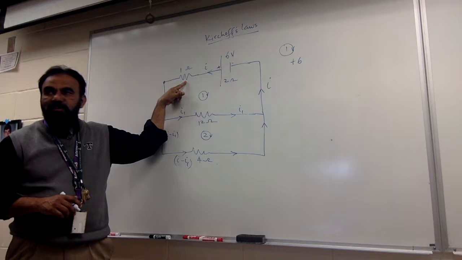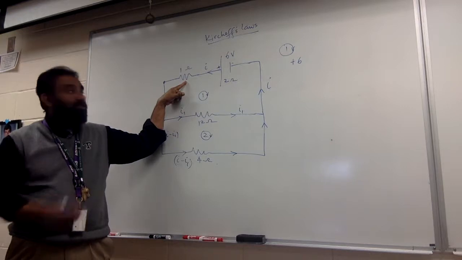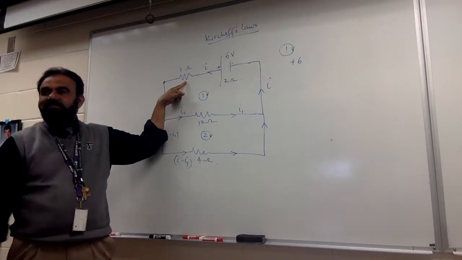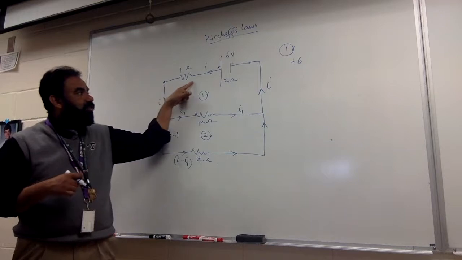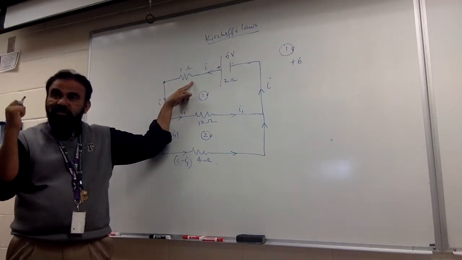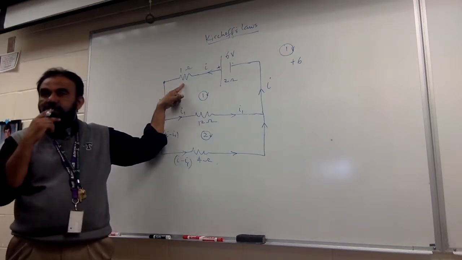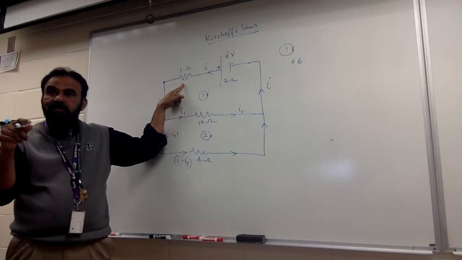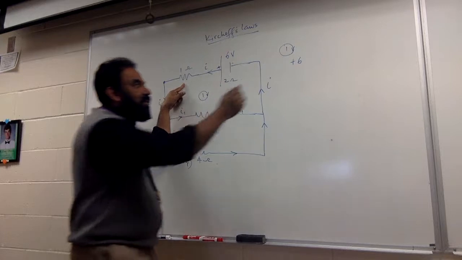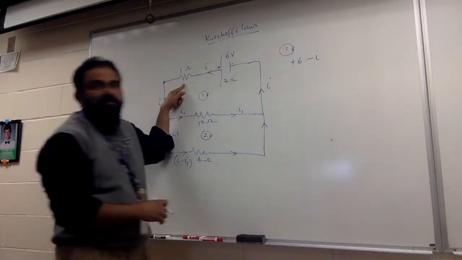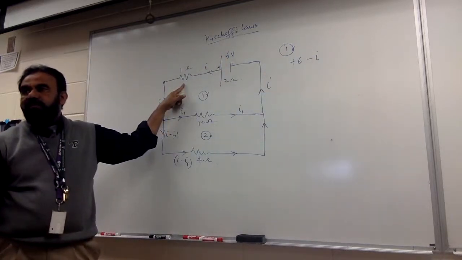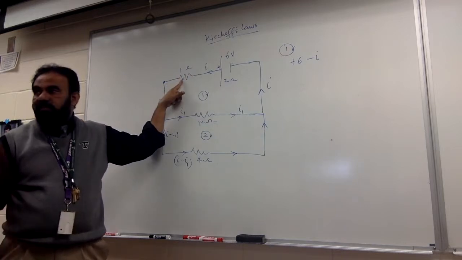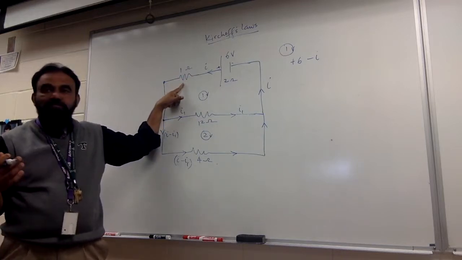Tell me as soon as you come across a potential drop. Is there a potential drop here? Positive or negative? Why negative? Because you're going against the current. Simple. You're searching this way and the current is coming in the opposite direction. So what do you call this potential difference? How much is it? Negative? 1 times I. You get it? So it's IR. It's actually IR, but it's negative.